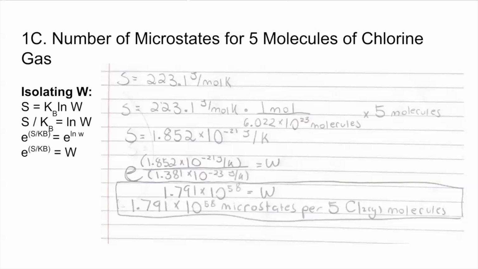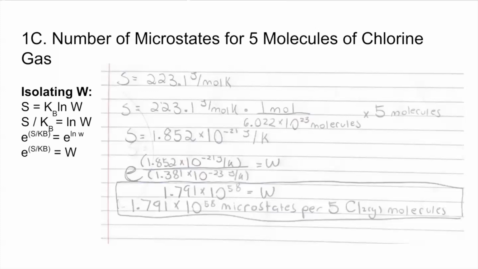We begin by multiplying our entropy, 223.1 joules per mole Kelvin, times 1 mole divided by 6.022 times 10 to the 23rd molecules. However, because 1C asks us for the number of microstates in 5 molecules of chlorine gas, we multiply this value by 5 instead. This gives us an S value of 1.852 times 10 to the negative 21 joules per Kelvin.